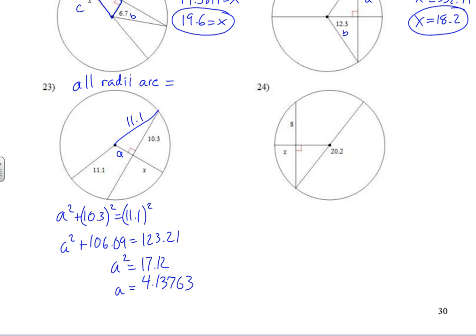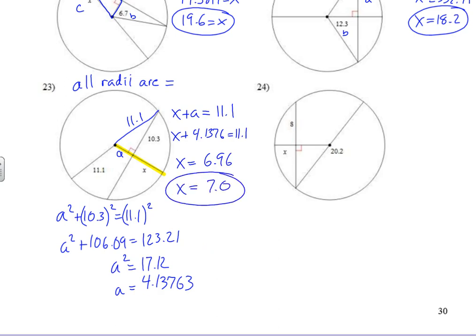So how are we going to find x? Well, what is x? Notice that this is also a radius. So x plus A has to equal 11.1. I just found what A is, 4.1376. So if we subtract that from 11.1, we get x equals 6.96. If we round that to the nearest tenth, that would round up to 7.0.